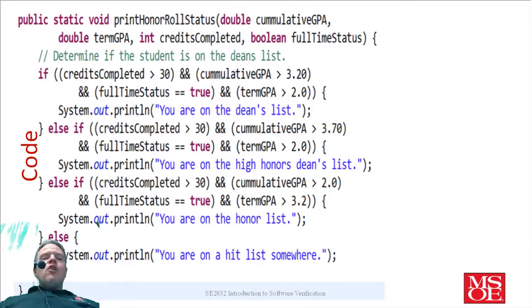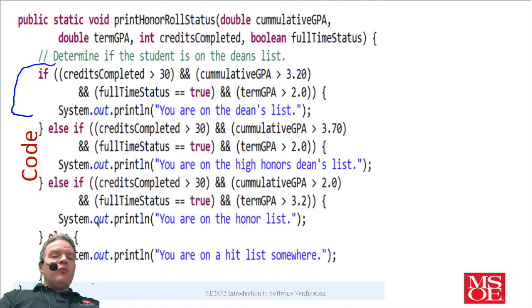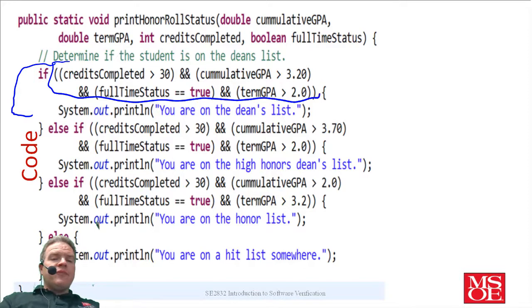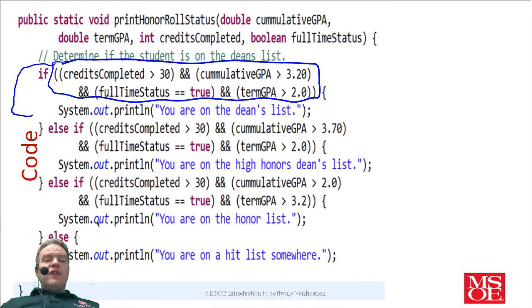Here is the code that implements our print honor roll status method. Now we can see this is kind of made up. You probably wouldn't actually implement it this way, but it does give you the idea of what we're looking at. So what I want to do is I want to focus first on this first predicate right here, and some of the various conditions that we would have to have in order for things to happen.